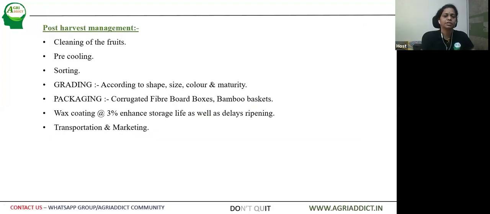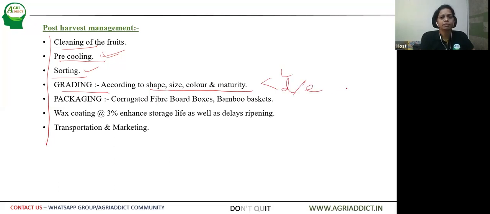Then comes post-harvest management. We know the chain of post-harvest handling of mango fruits. The first is cleaning of the fruits, then pre-cooling with the help of hydro-cooling or air cooling methods, which are not generally followed by the growers. Then sorting for disease, damaged, or injured fruits, then grading them according to size, shape, color, and maturity for local and distant markets, or for export also.